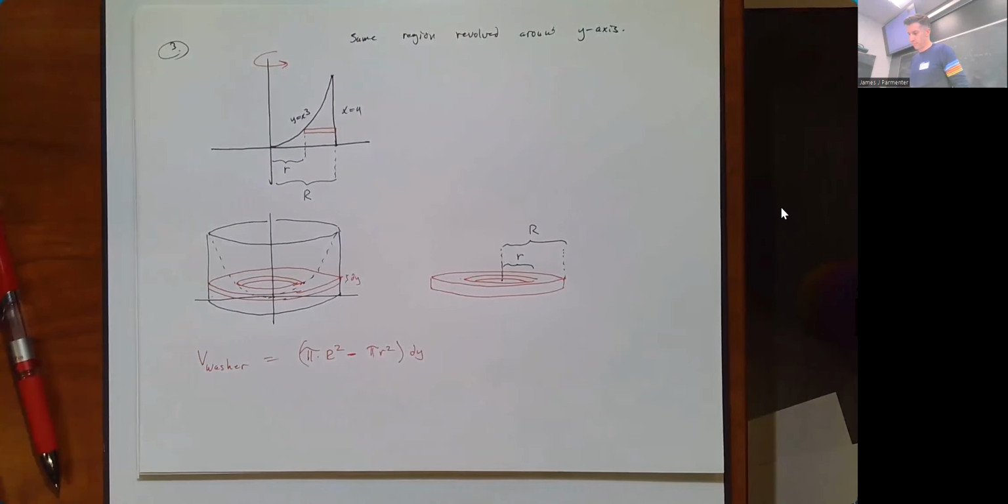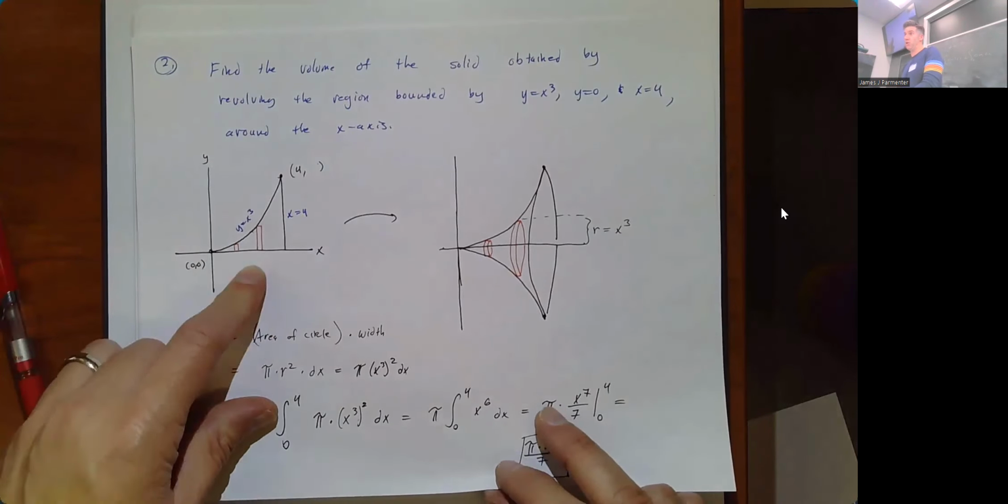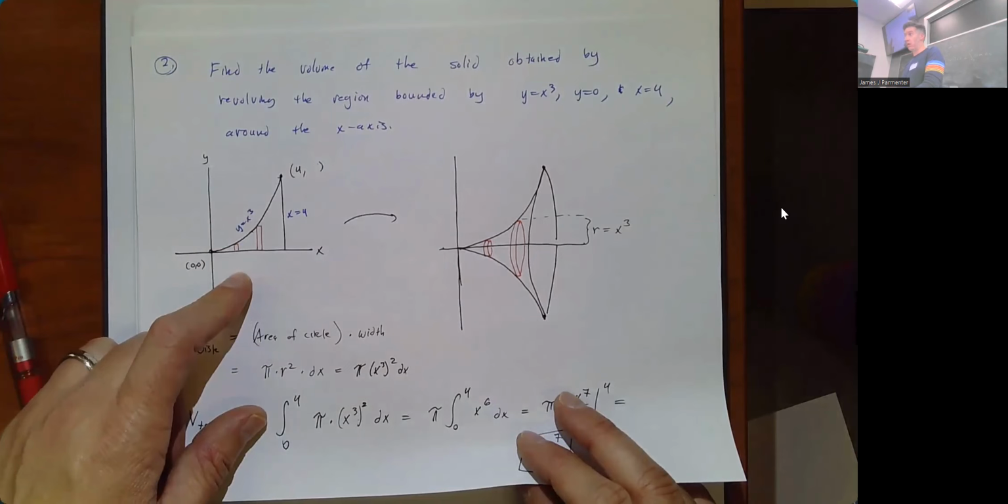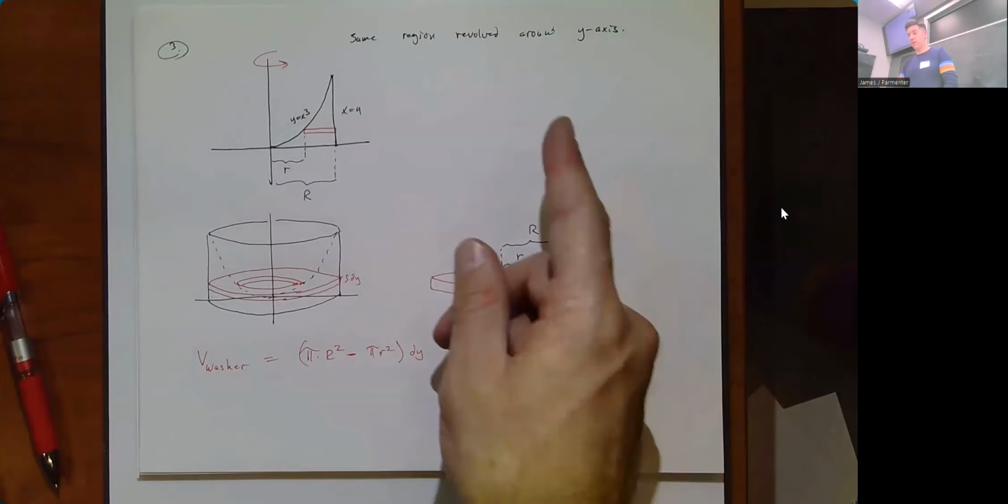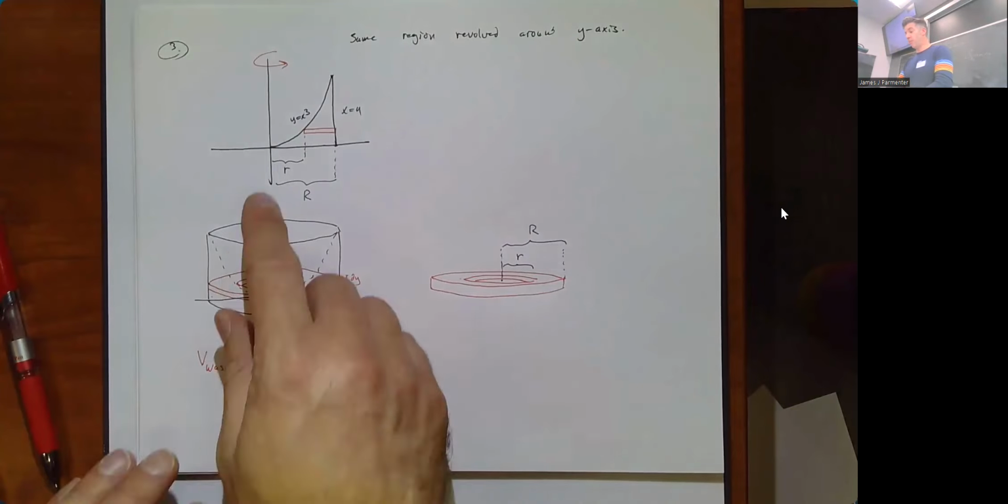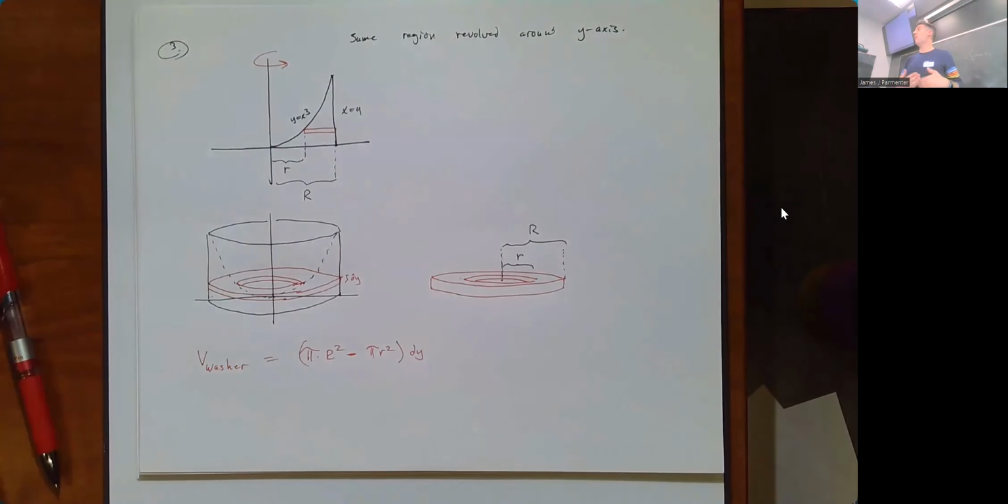Another way you can tell if you need the disk versus the washer method, which again, like you said, are really the same method, is that for the disk method, the region that you're rotating is flush with the axis of rotation. Or another way you could say it, the axis of rotation is one of the boundaries. Here, the x-axis, which is the line y = 0, is one of the boundaries. On the other hand, for the washer method, the region is not flush with the axis of rotation. There is some separation between our region and the axis of rotation, or the axis of rotation is not one of the boundaries of our region.